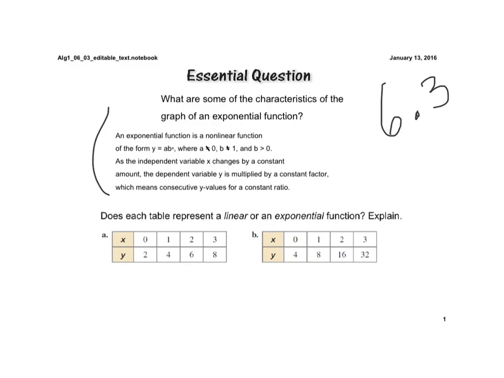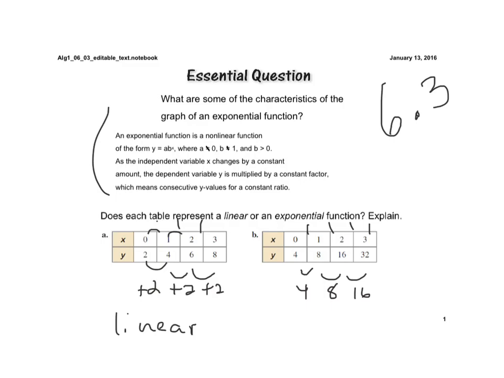A constant ratio is that when we divide the numbers, then it ends up being the exact same number. So in this case, it says, does each table represent a linear or an exponential function? Well, if we notice, these are increasing by 1 each time, so those are increasing by a constant amount. This is increasing by 2. This is increasing by 2. That's increasing by 2. So what we have in A is linear. Now here, again, these are increasing by 1 each time. This is 4, this is 8, this is 16. Well, obviously those aren't the same. So that's not linear.